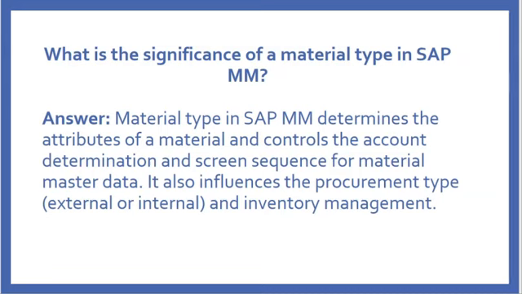What is the significance of a material type in SAP-MM? Answer: material type in SAP-MM determines the attributes of a material and controls the account determination and screen sequencing for material master data. It also influences the procurement types, external or internal, and inventory management.